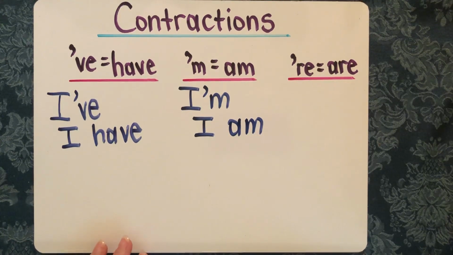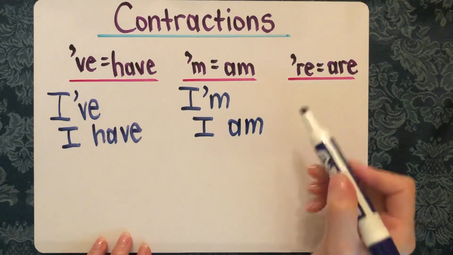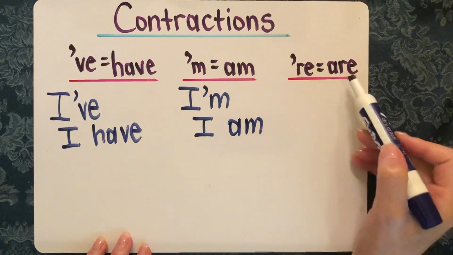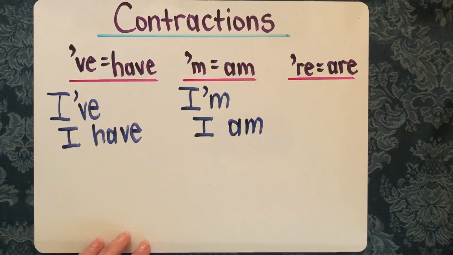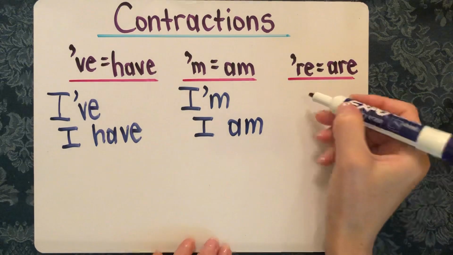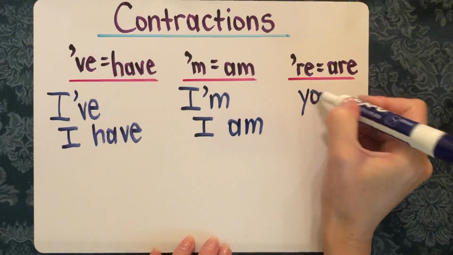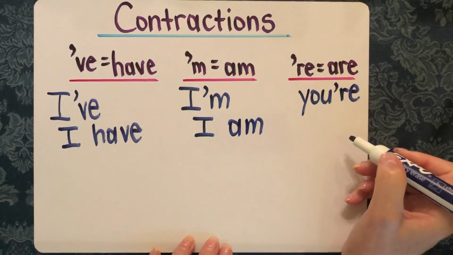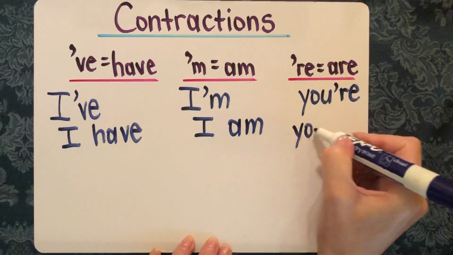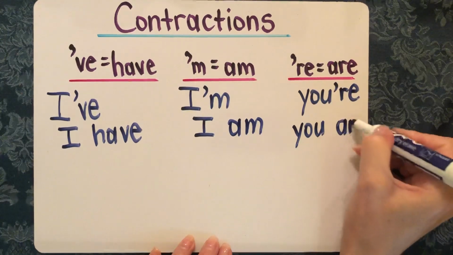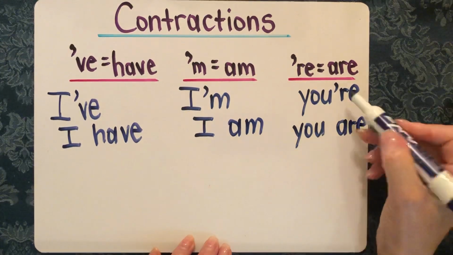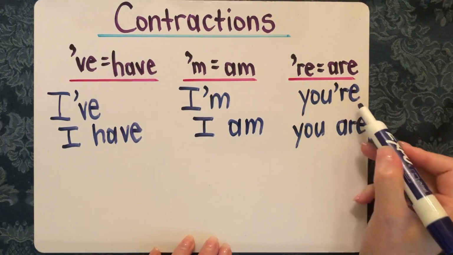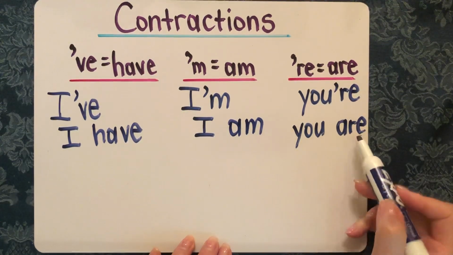Let's look at an example now of the contraction using apostrophe RE. Remember, apostrophe RE stands for are. If I were to give you the contraction you're, that is the short way of saying you are, because the apostrophe RE stands for are. So you're is the contraction for you are.